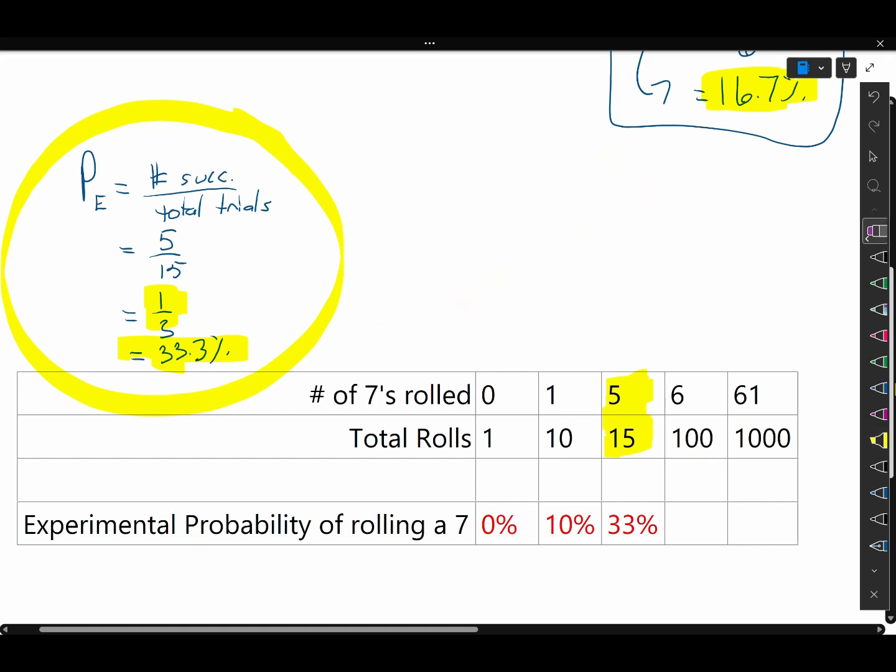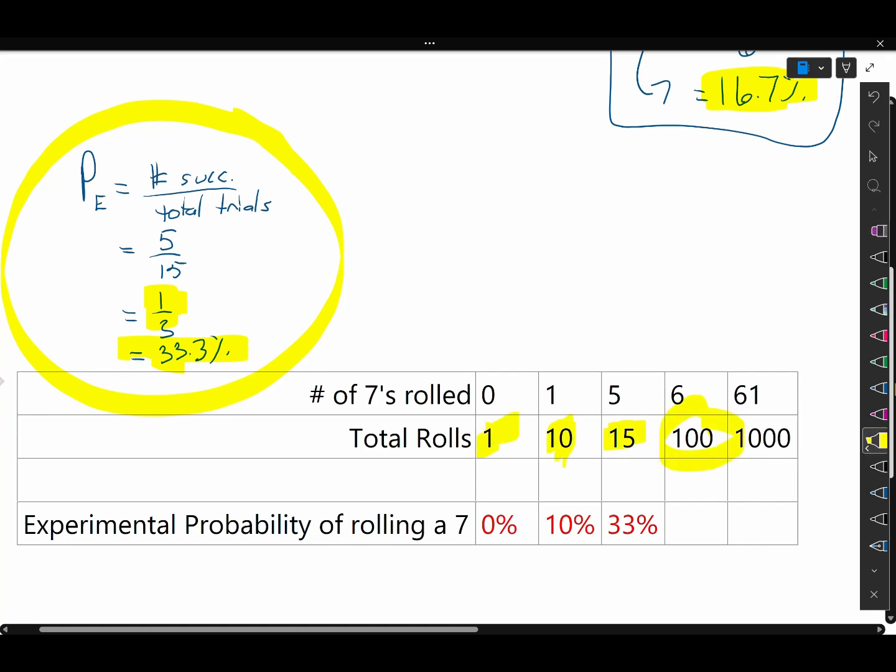That is certainly within the realm of possibility, and it is certainly within the realm of expectation to roll a 7 5 times out of 15 sometimes, right? We still have not quite performed enough calculations. Next, we've continued to roll these dice, not 1 time, not 10 times, not 15 times.